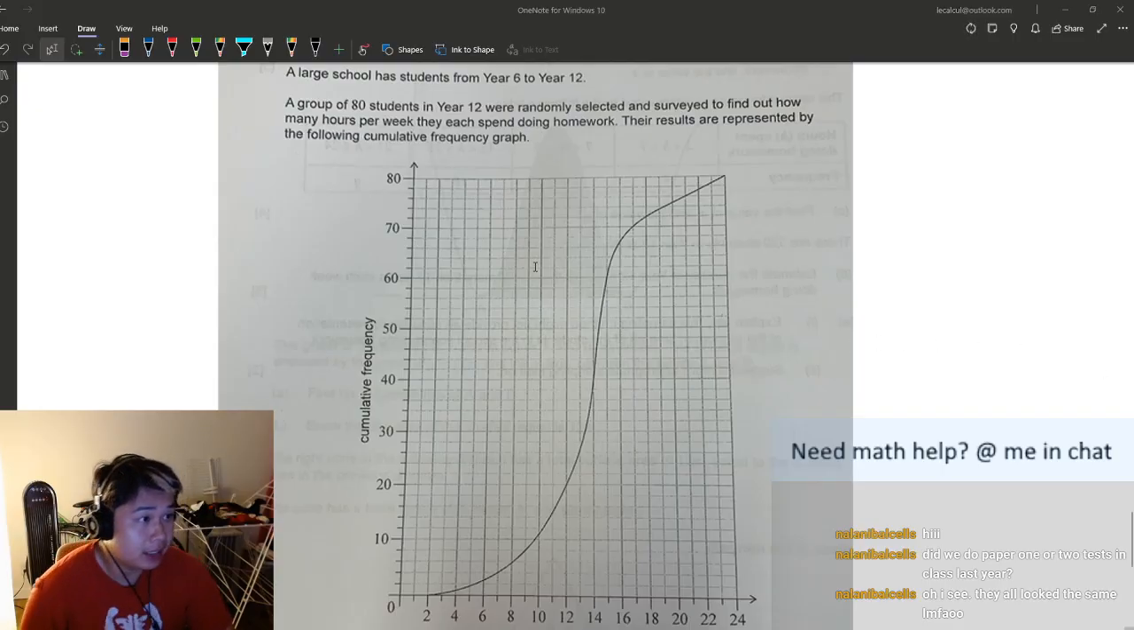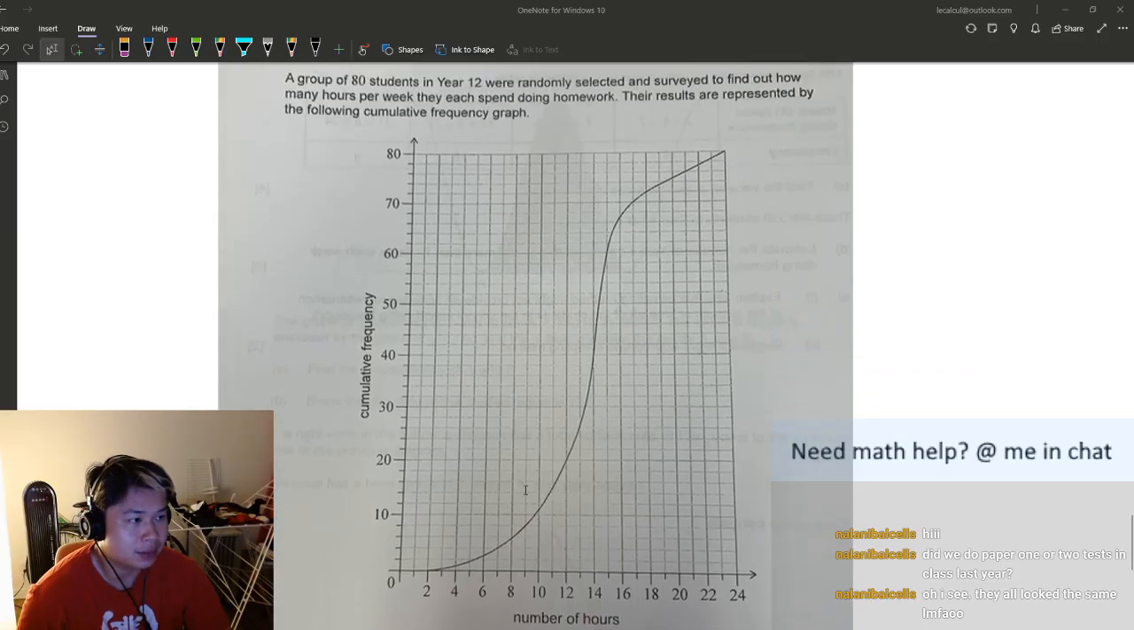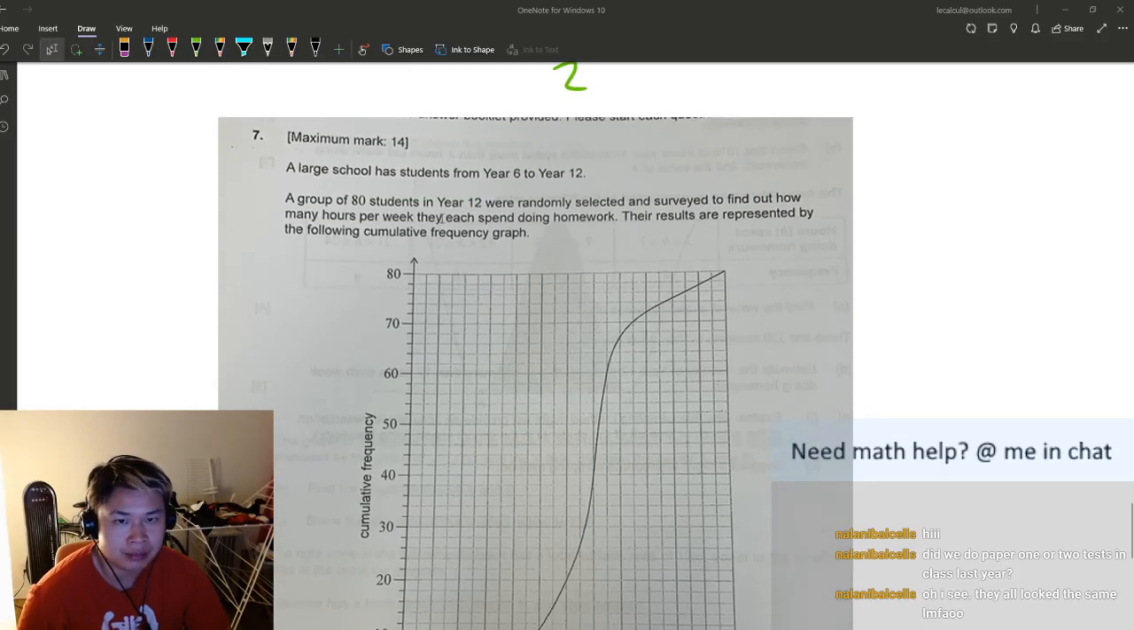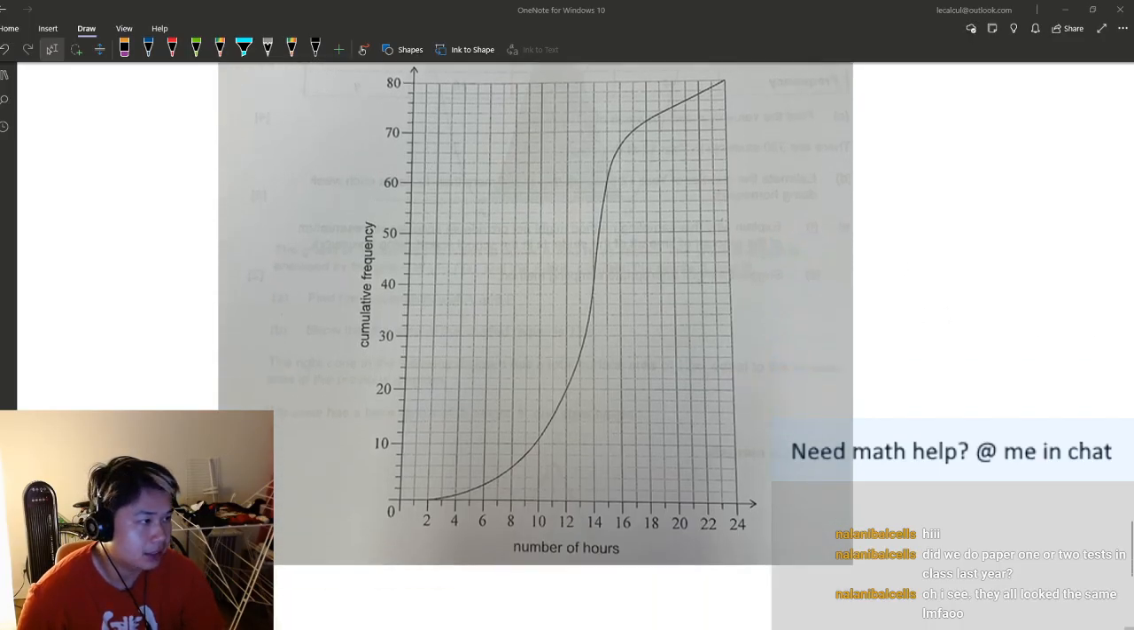Okay, what's up? Cumulative, whatever. What is this? Number of hours students do something, whatever. Okay, we got 80 people, but you can see that at the top of the graph. Okay. Oh, and then questions are on the next page, I guess. Open. Okay, copy.